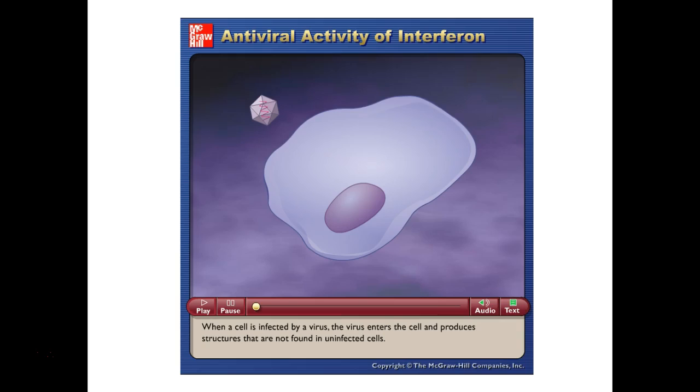So the last thing that we're going to look at before fever is the interferon response. And this is a really good animation on that. So I'm going to go ahead and play that one for you.